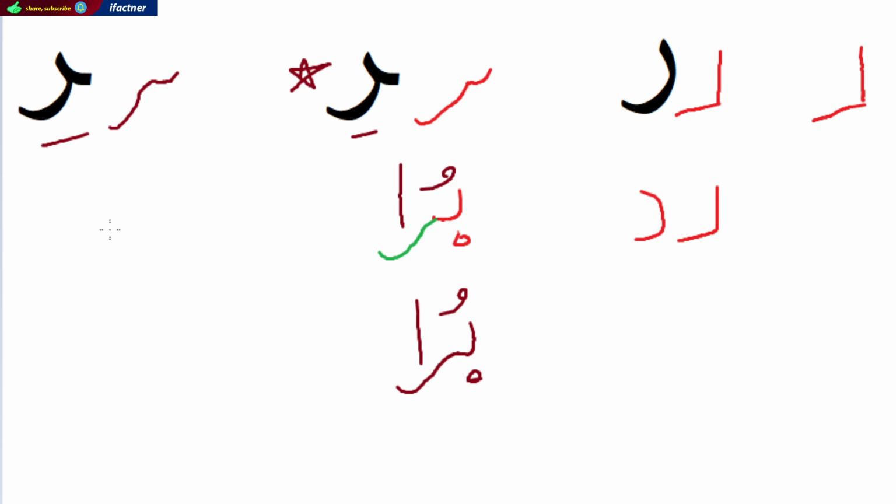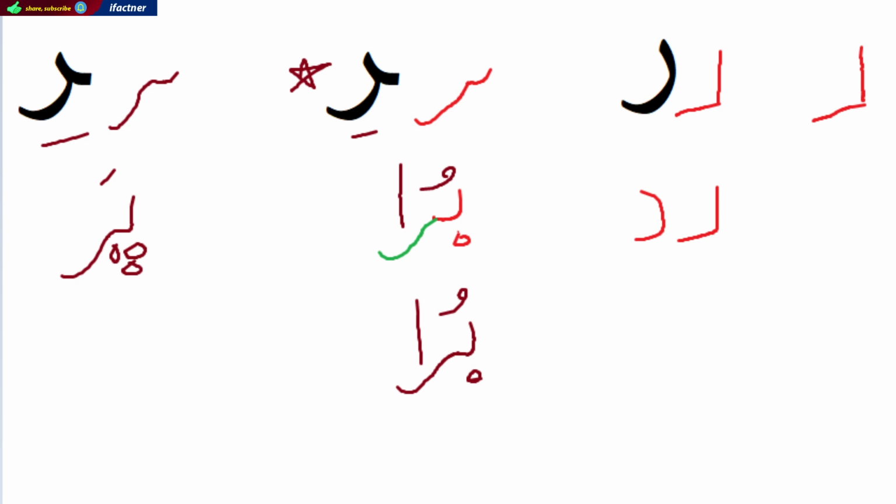For example, we have a word called par. Pe, re, par. Now par can mean two things. One is but. Par is equal to but in English. Or we also use par for feathers. Par.